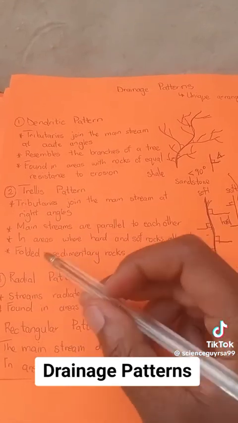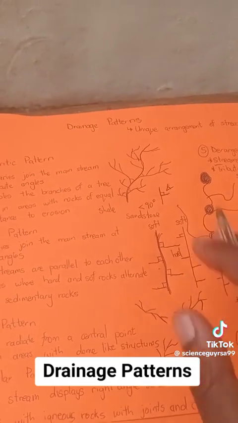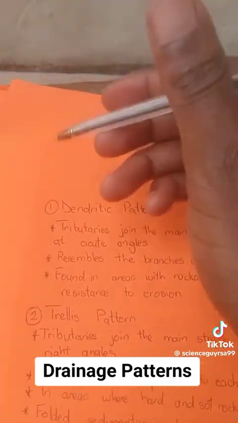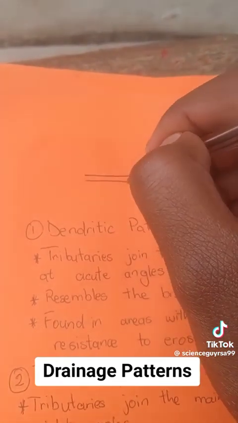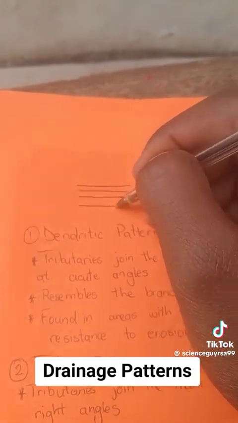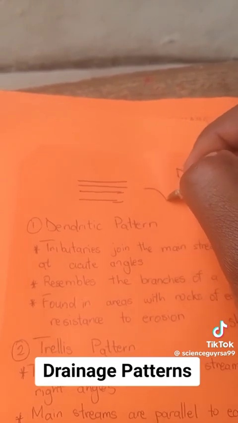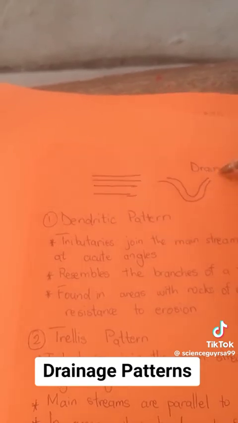And you also find them in areas of folded sedimentary rocks. By folded we basically mean bent. Normally, layers of rocks would be horizontal like that, but due to tectonic forces, you can have them bending, not being horizontal but bending like that.